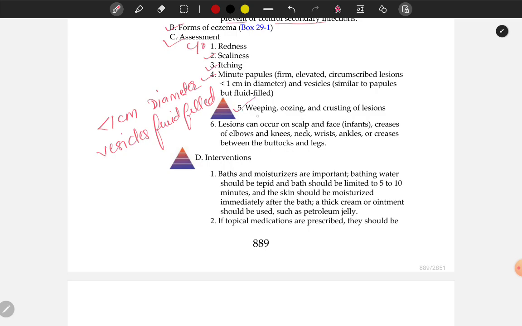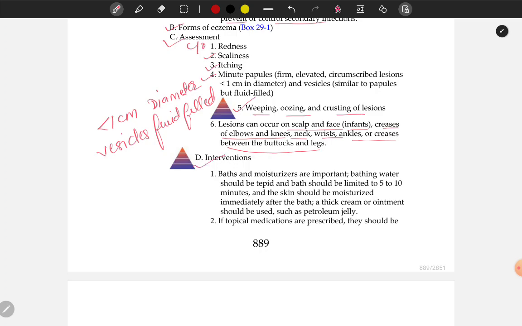Next is weeping, oozing or crusting of the lesions, like some fluid is coming out of the lesions. Then lesions can occur on the scalp and face in infants, creases of elbows and knees, which are the folds, then neck, wrist, ankles or creases between the buttocks and the leg. Then we will see the intervention.